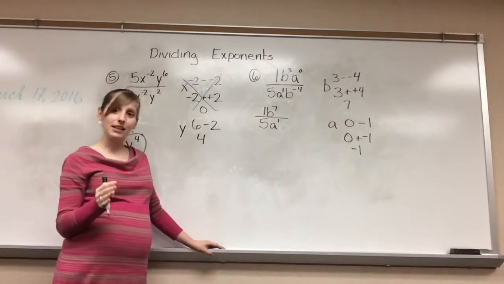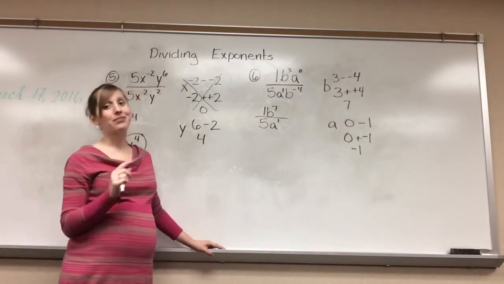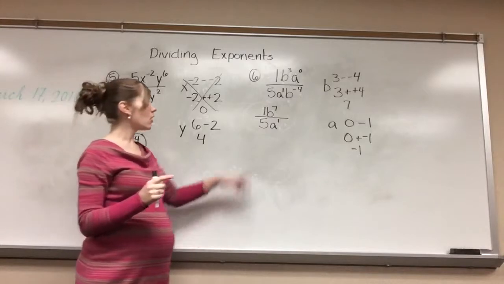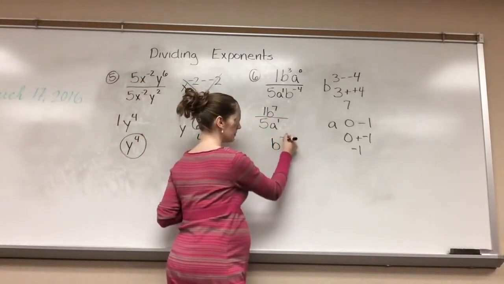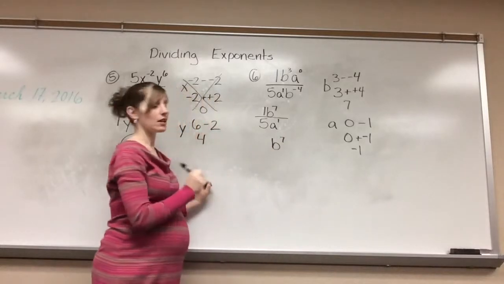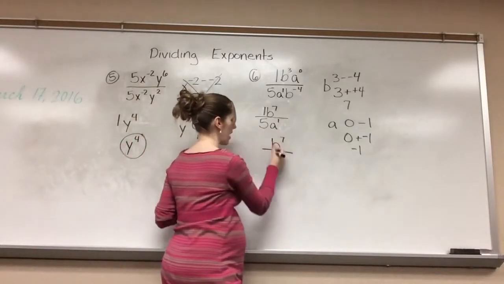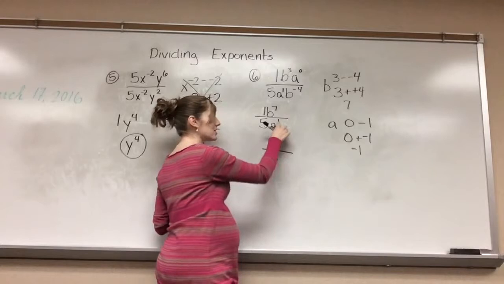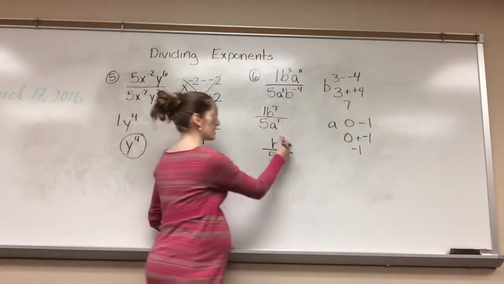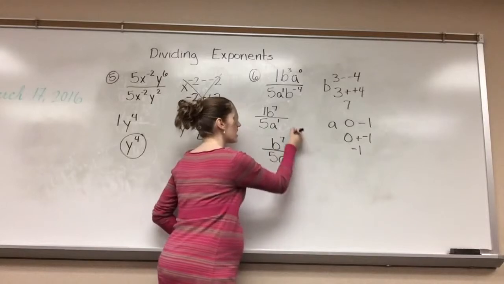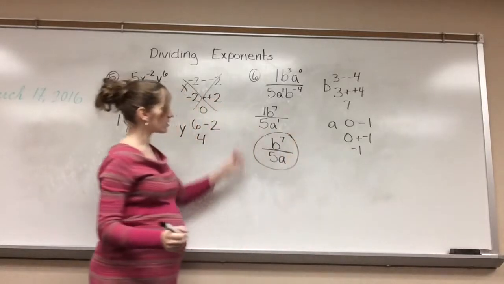Now, this is technically the correct answer, but remember, they won't put those 1s there. 1 times b to the 7th is the same thing as b to the 7th. Over, we have 5. Now, a to the 1st is the same thing as just writing a. So I can write this as just 5a.